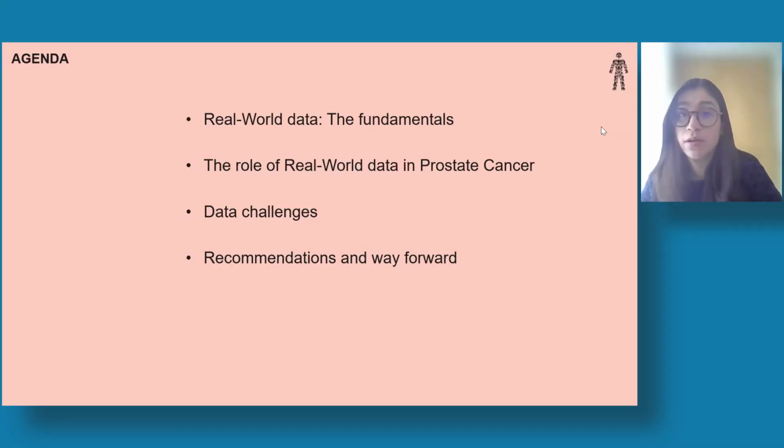First of all, we'll be talking about the fundamentals of real-world data, including what it is and how it's used. Then we'll move on to talk about the role of real-world data in prostate cancer specifically. We'll discuss some of the data challenges when we try to use this real-world data in research. And finally, we'll conclude with a few recommendations and a way forward.